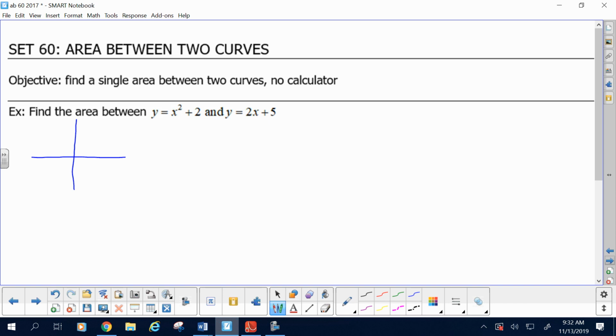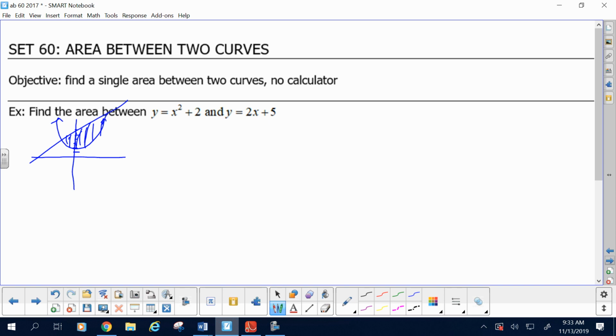X squared plus 2. What do you know about that graph? Alex? X squared plus 2. Parabola opening upward, shifted up 2. What do you know about 2x plus 5, Emily? Okay, excellent. So, slope of 2, shift of 5. The area between them then is there. That's what we're looking for. Are you with me so far?